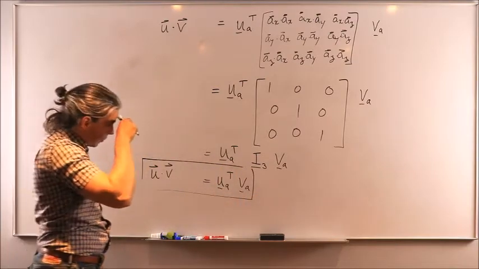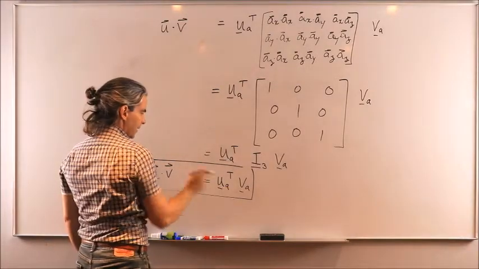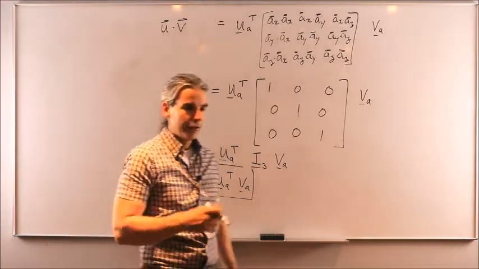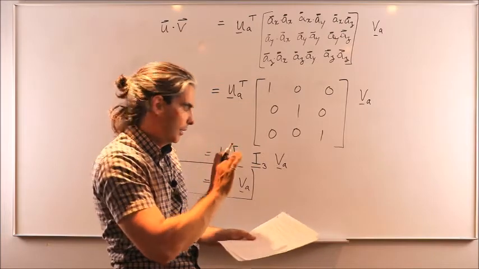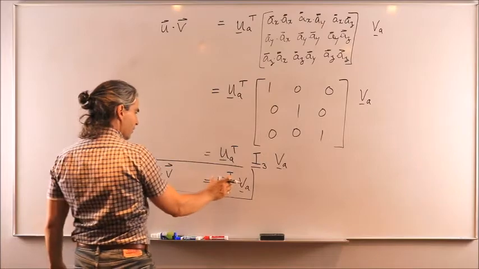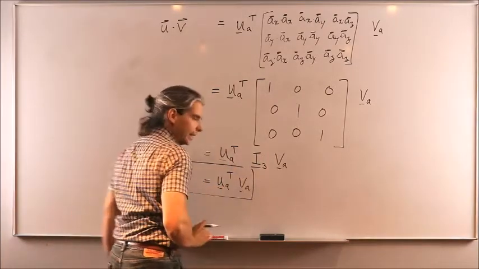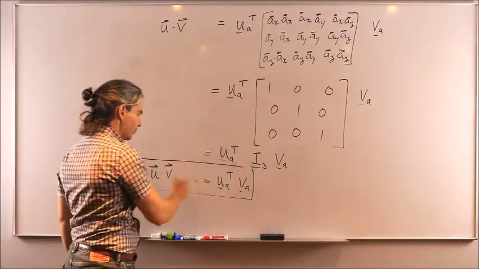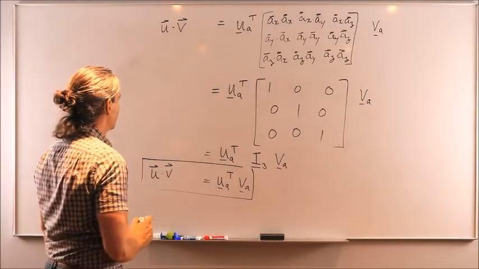So if you know the components of the first vector in a reference frame A, and you know the components of the second vector in the same reference frame, don't bother trying to measure the different angles between all the unit vectors involved and all that. All you have to do is take the components of the first vector, transpose them, multiply that with the components of the second vector, and that will give you the scalar you're looking for, the dot product. Okay? Really easy, real quick.